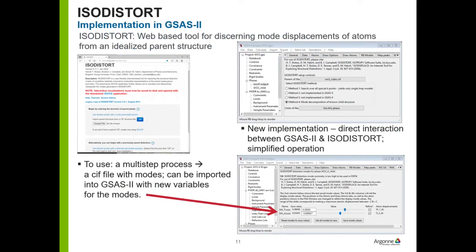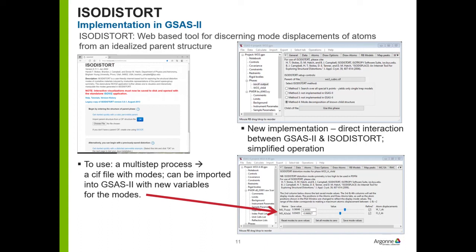Now here's a case where GSAS II will actually call something else out on the web, pull in an answer from that other program, and use it in an analysis inside GSAS II. And there's several examples of that kind of thing that GSAS II does. It interacts with a program somewhere else in the world to pull in a result. The program here is something called ISODISTORT, which resides at Brigham Young University in Utah, written by Branton Campbell, and I forget what the other guy's name is offhand.